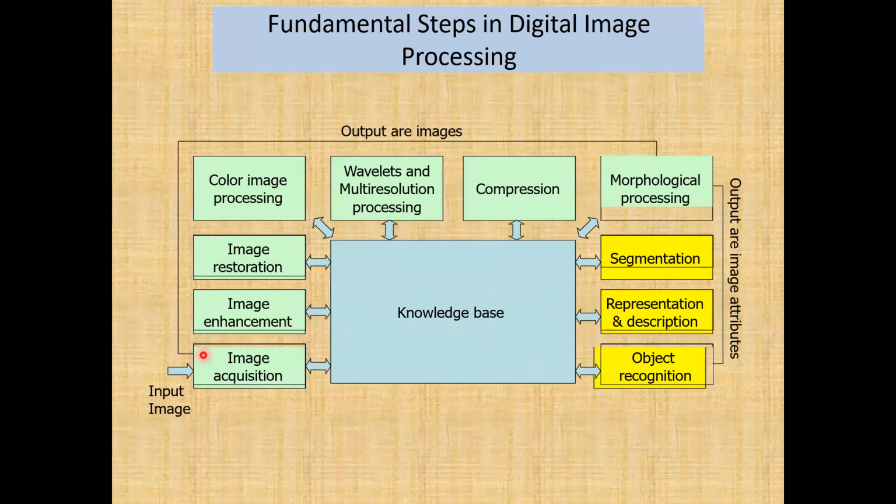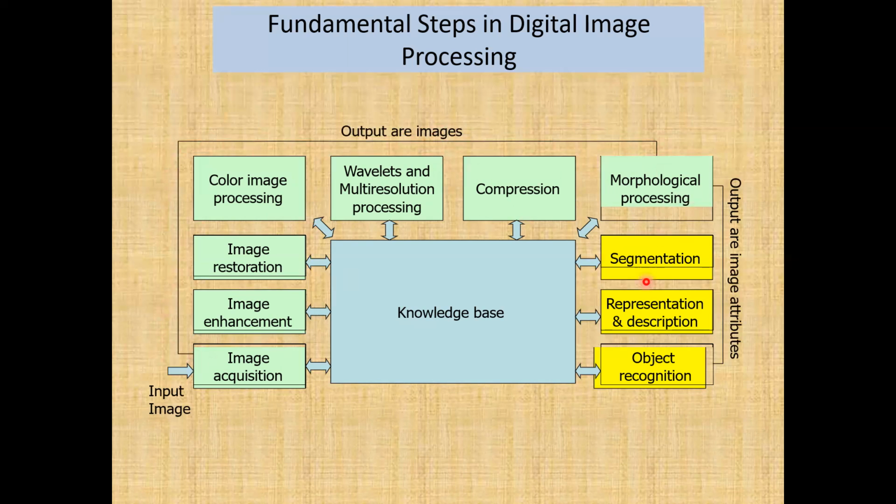And here we can notice that there are two types. One is in which the inputs and outputs of a particular step are images. Starting with image acquisition, from image acquisition till morphological processing, the inputs and outputs to these key steps are images. Both inputs as well as outputs are images, and this can be grouped under low-level image processing techniques.